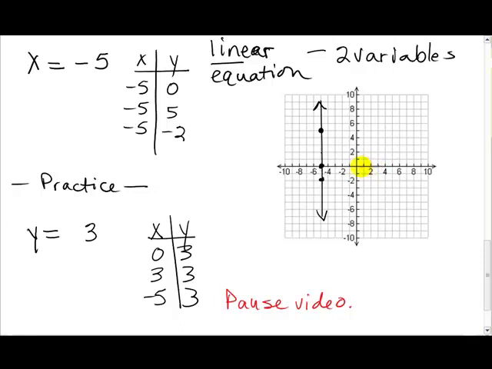0, 3. We don't move right or left, we just go up. 1, 2, 3. Right 3, up 3. Left 3, up 3. Or left 5. Then we're going to draw a line.